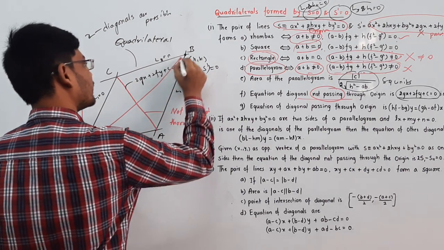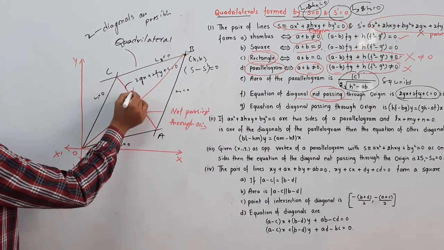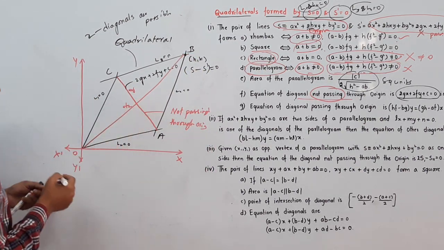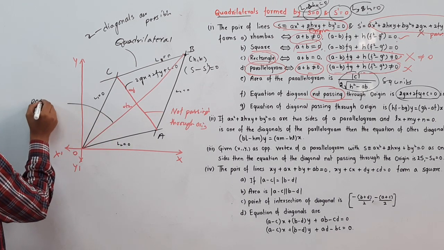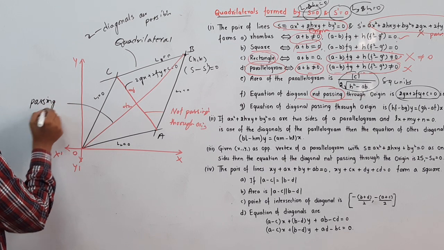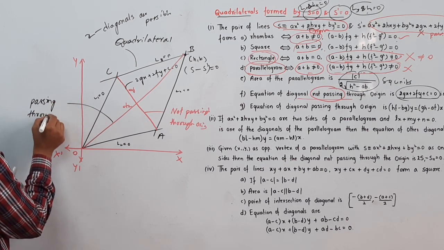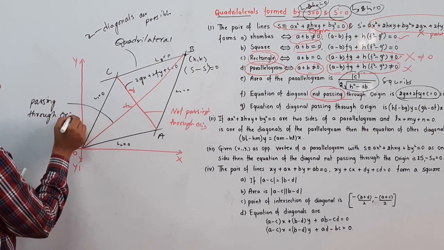This is one more diagonal. This is d1 and this is d2. This diagonal is passing through origin.